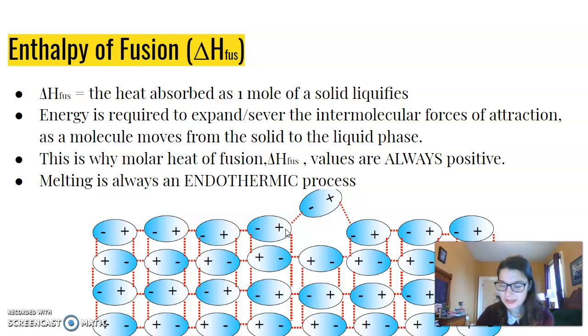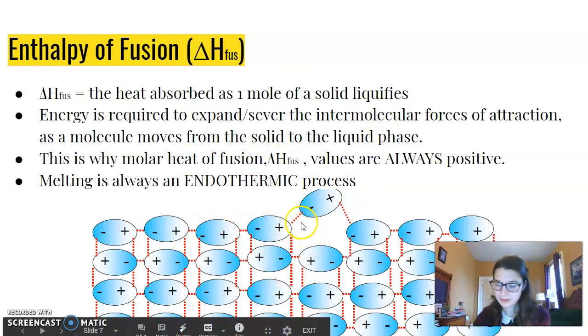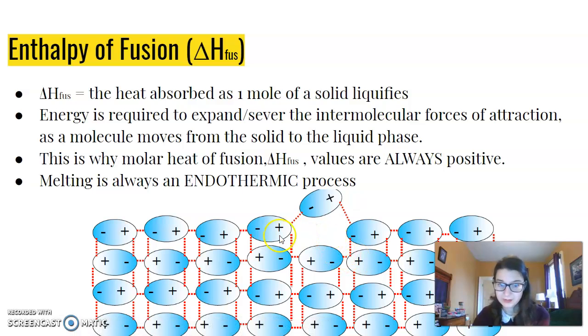Intermolecular forces of attraction are weaker in the liquid phase than they are in the solid phase. So energy must be absorbed in order to reduce these intermolecular forces. From the name fusion, you might assume that the molar heat of fusion, this delta H fusion, is the heat lost as 1 mole of liquid becomes solid, but it's actually defined as the heat gained as 1 mole of solid liquefies.